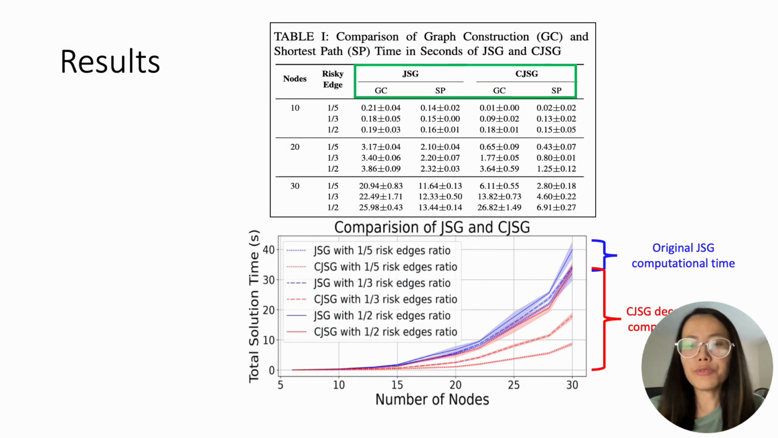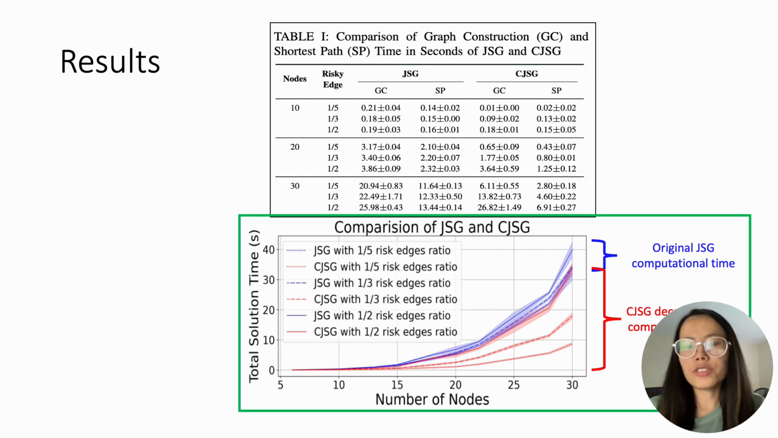In our experiment, we evaluated both of our contributions, JSG and CJSG, in terms of graph construction time and shortest path planning time in seconds, as illustrated in the table. We conducted these comparisons by incrementally increasing both the number of nodes and then the ratio of the risk edges to the total edges in the same graph. We list our results in this table. We then plot the results in this graph.